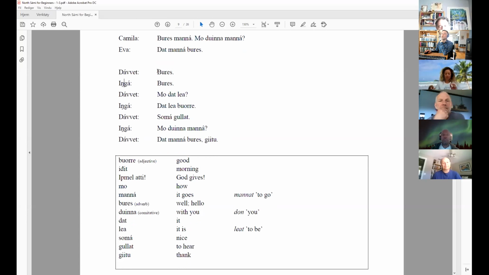So can we translate this together? Boris. Hi. Hi. And I say back hi. Motala. How is it? Exactly. How is it? Dalle puerre. It is good.